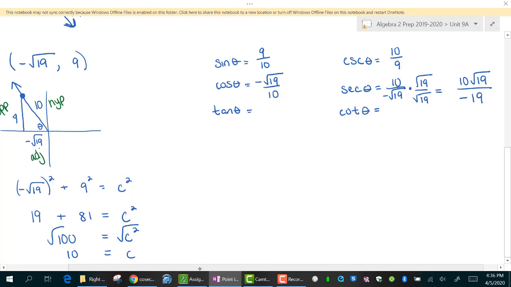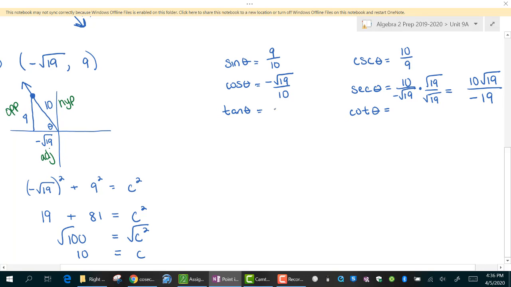So lastly, tangent, opposite over adjacent. So 9 divided by negative root 19. So again, in this case, I need to rationalize. So I multiply numerator and denominator by square root of 19. So in the numerator, I get 9 square root 19. In the denominator, those square roots cancel out, so it's just negative 19. And then lastly, cotangent is negative square root of 19 divided by 9. Okay, I'm going to pause for just a moment, and then we're going to do one last example.